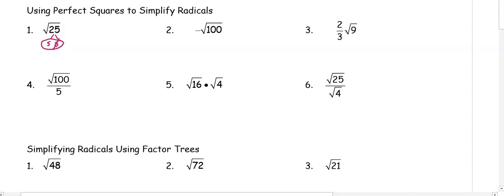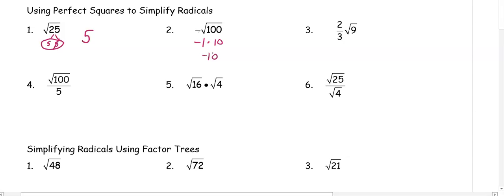5. That gives us a pair where we cross one out. There's nothing left over, so we would just be left with 5. There's no root when we have a perfect square. So in number 2, the square root of 100 is 10, but there's a negative out front, so we have negative 1 times 10, which would be negative 10.